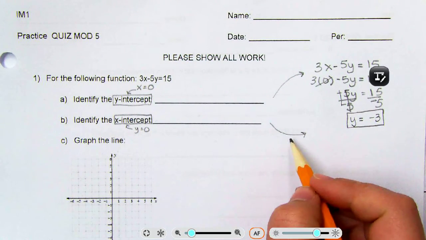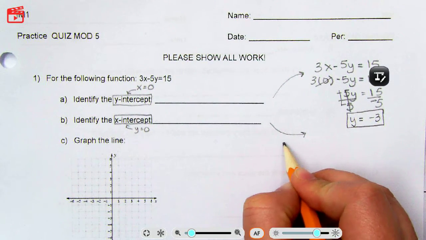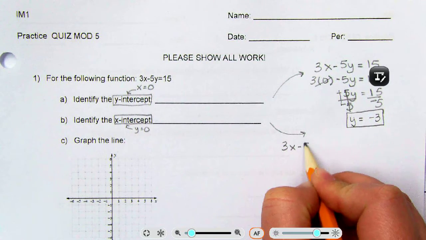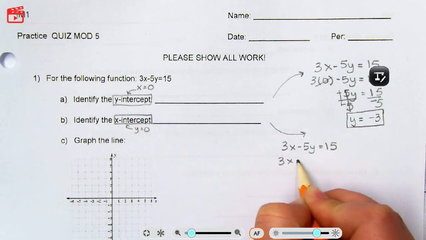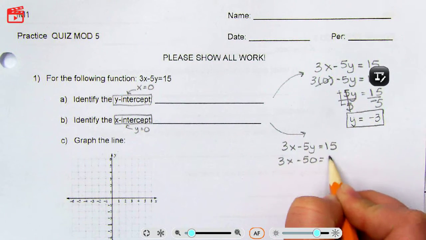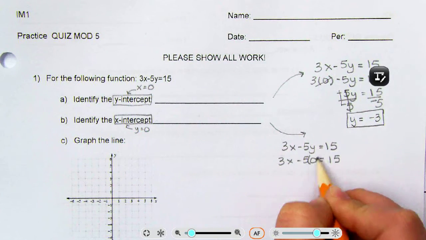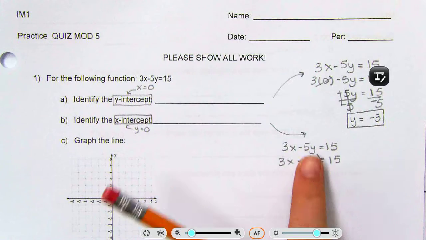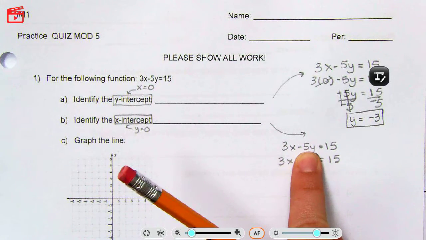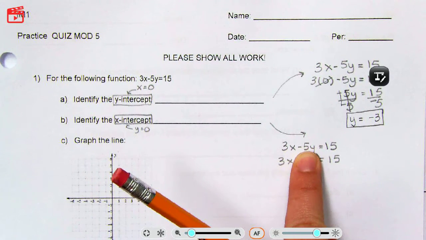Now for the x-intercept, same equation, you are going to be setting y equal to 0. So once again, make sure you don't forget your parentheses because those are important. They change something. Again, just take your finger and cover up that term, and so you get 3x equals 15.